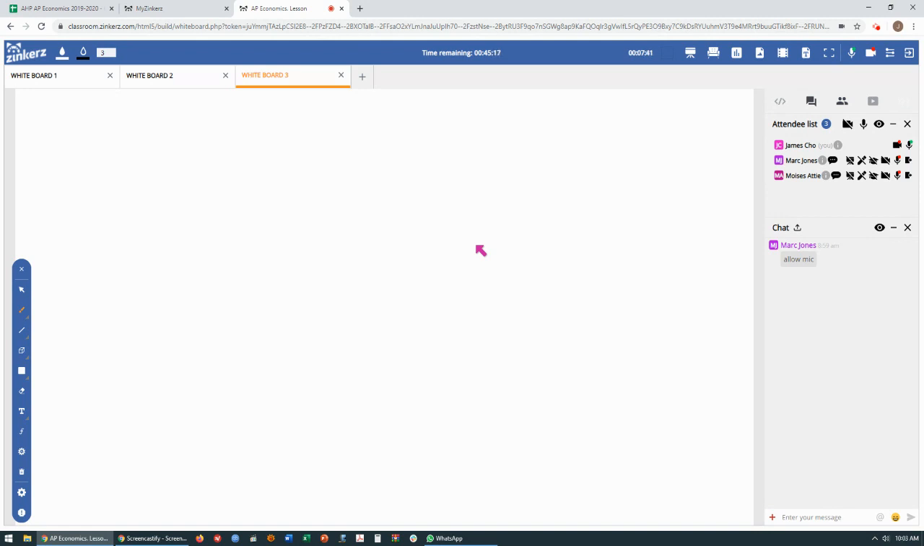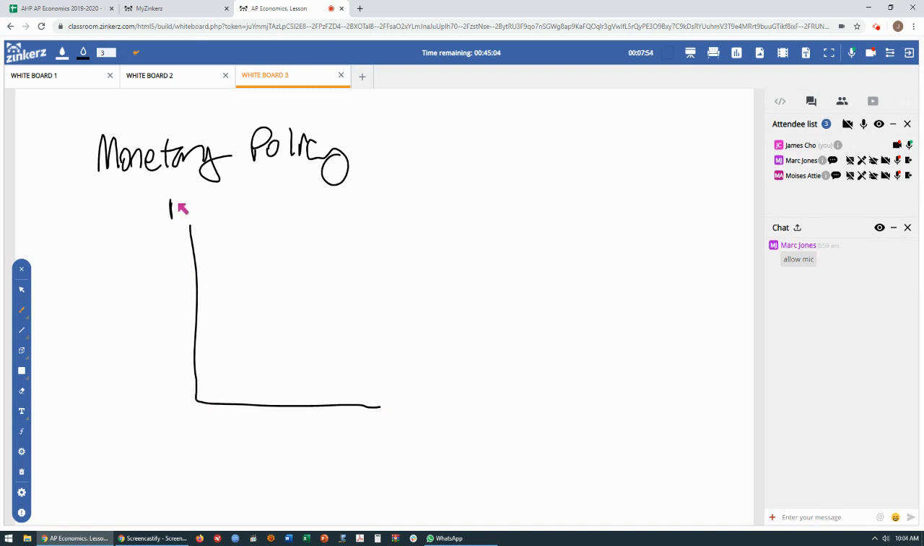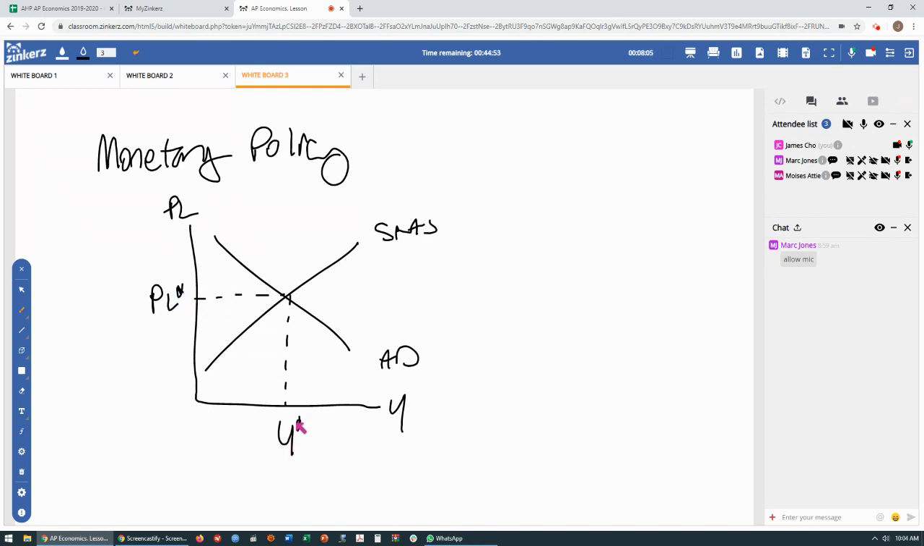Okay, let's start talking about econ again. We ended up with monetary policy. Quick little pop quiz. Let's say we're running an inflationary gap. AD, SRAS, PL star, Y star. If I say an inflationary gap, where do I need to draw my long run aggregate supply? To the left. There's my YF, and there's my inflationary gap.